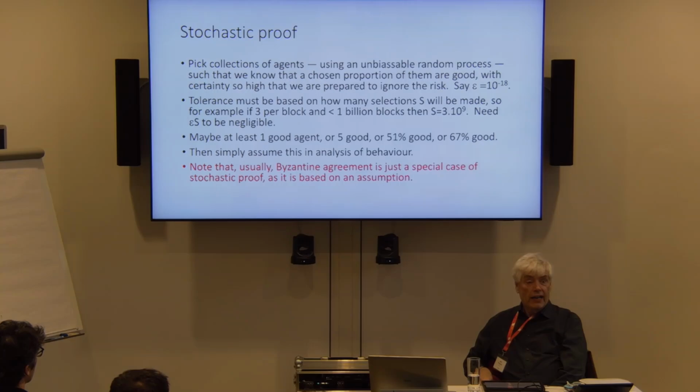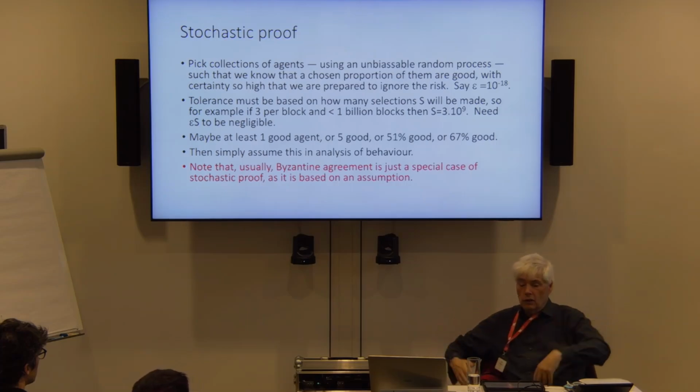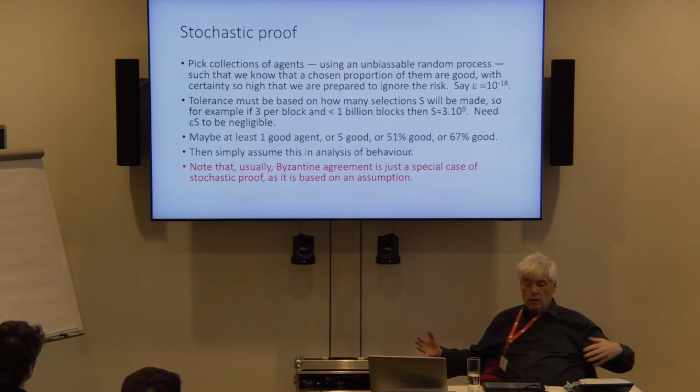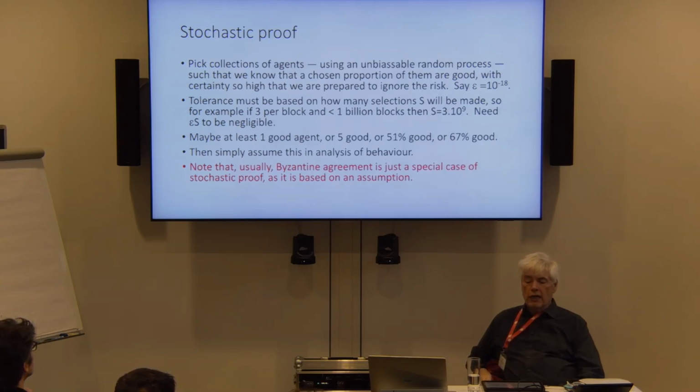So let's have a look at the idea of stochastic proof. I mean, it may sound from the title of this talk as though I'm going to talk about things that are uncertain, but really what I'm trying to do is to make things so likely that I can treat them as certain. I'm going to pick collections of agents using an unbiasable random process. I'm going to think that my choice of agents is made by some perfect, fair, probabilistic choice from the available collection of agents, such that we know, and I'll go back over that point in a minute, that a chosen proportion of them are good, with a certainty so high that we're prepared to ignore the risk.